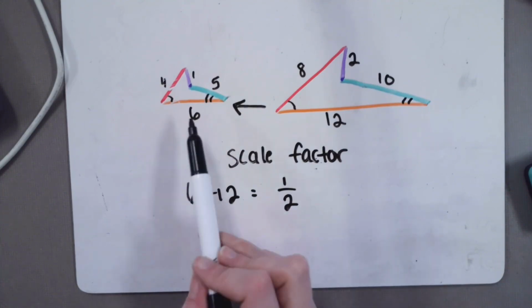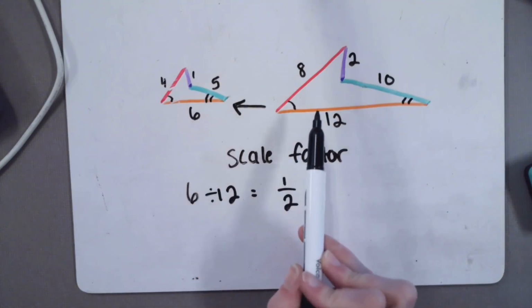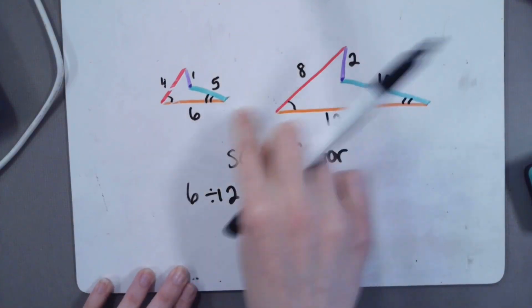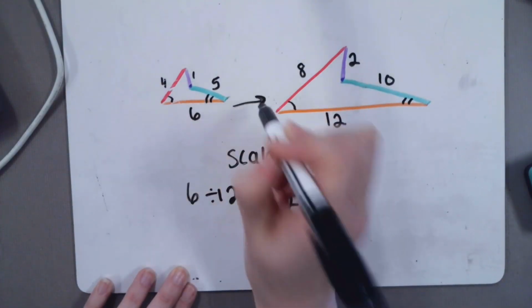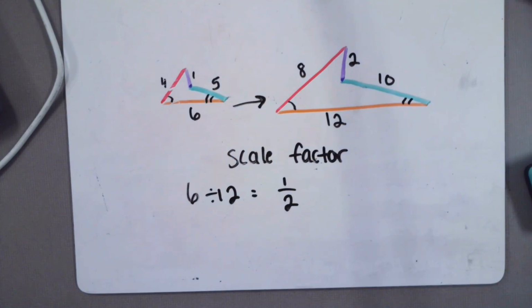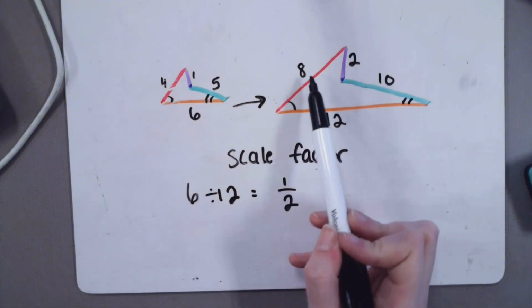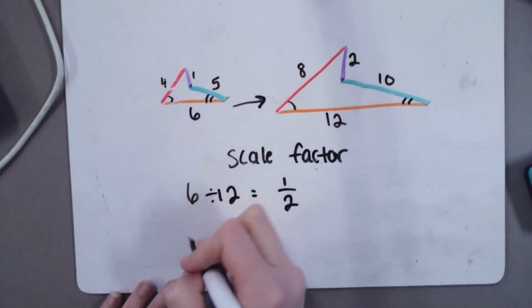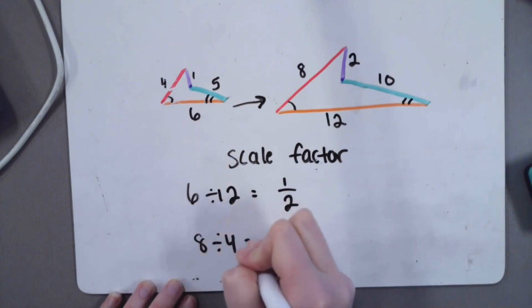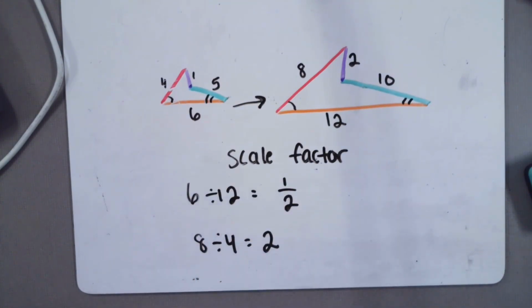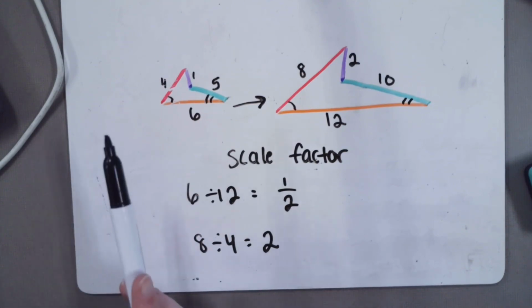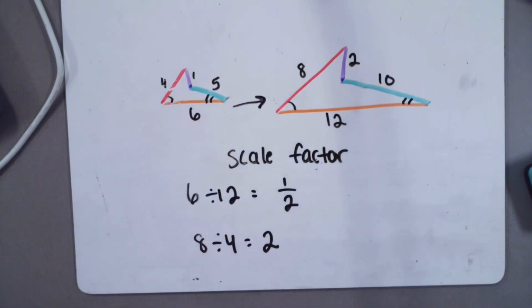So you want to do the side of the new shape divided by the side of the old shape. So if I was going in the other direction, from the small to the big, and I wanted to figure out my scale factor, I could do 8 divided by 4, and that would give me my scale factor of 2. So to find the scale factor, just divide the new side by the old side.